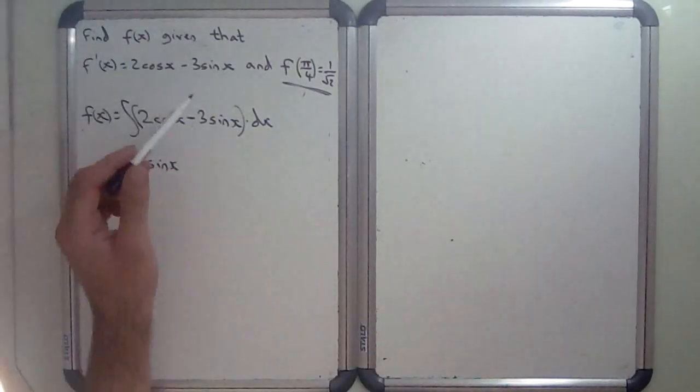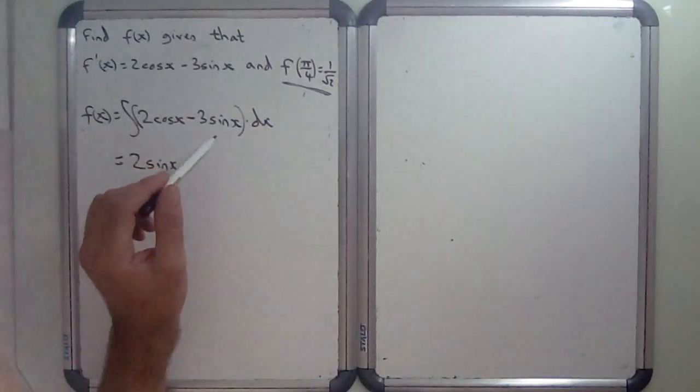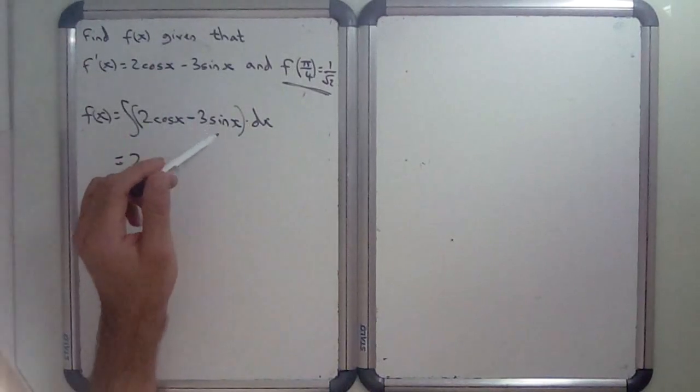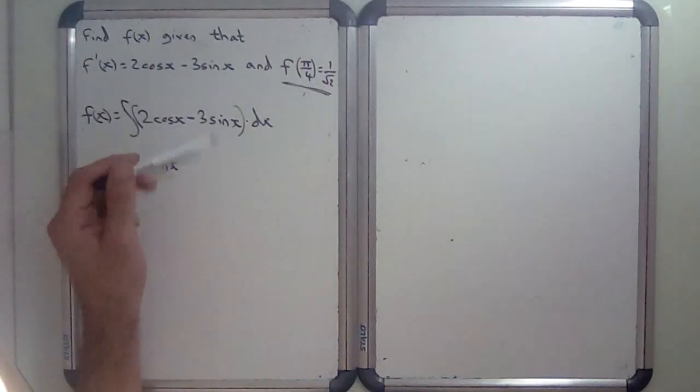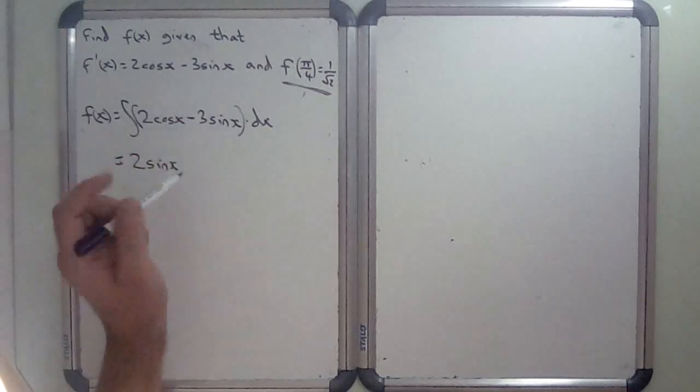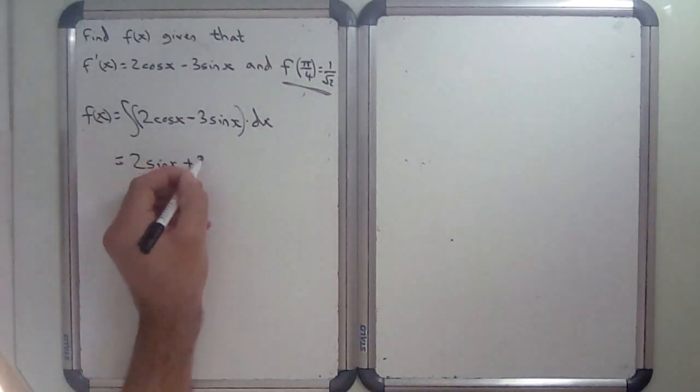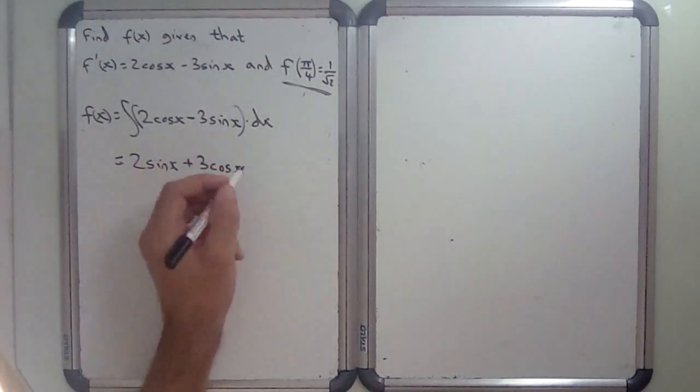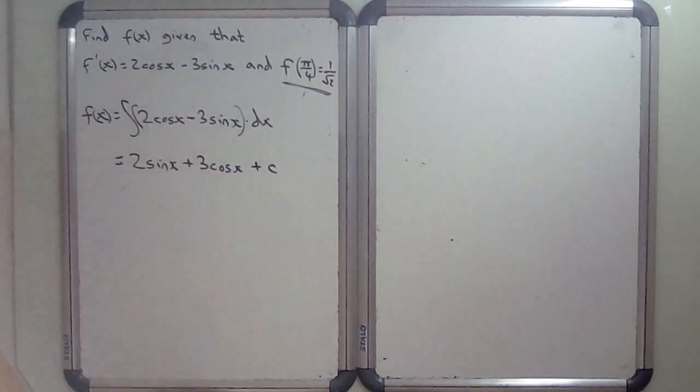Well, minus cos x differentiates to sine x, so sine x must integrate to minus cos x. If you have minus cos x times the minus 3, that's going to end up being plus 3 cos x, and plus c. Do not forget the constant of integration. So that's your general expression for f of x.